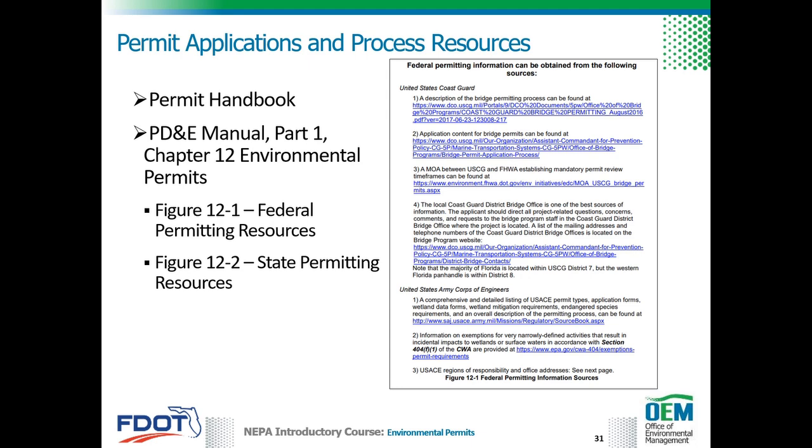Permit application and process resources are available through the Permit Handbook and Part 1, Chapter 12 of the PD&E Manual. See Figure 12-1 for federal permitting resources and Figure 12-2 for state permitting resources.